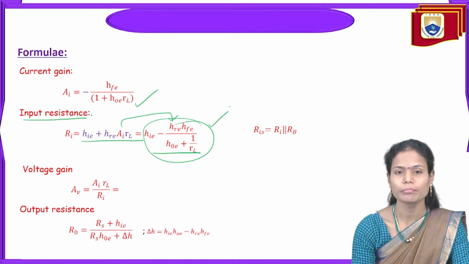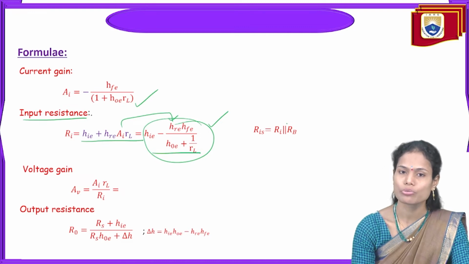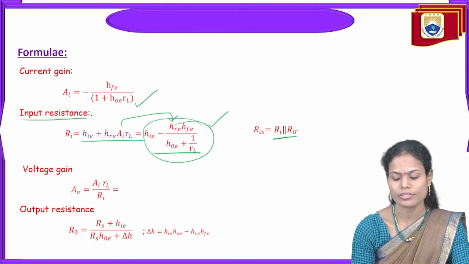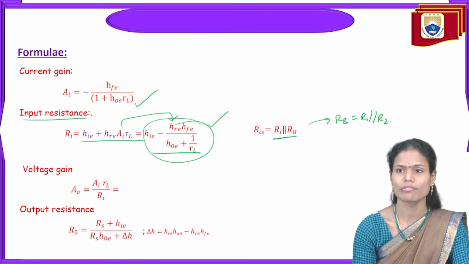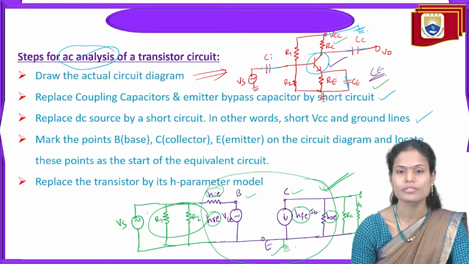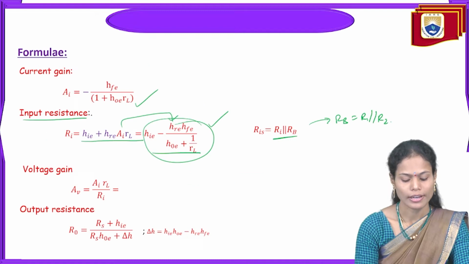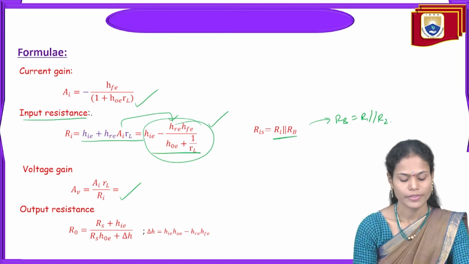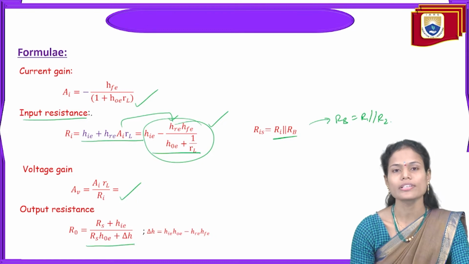So this is to find the input impedance of the transistor, and if you want to find the overall input impedance of the amplifier by considering the source resistance, in that case it is the parallel combination of input resistance with the RB resistance, and RB is nothing but a parallel combination of both the potential divider network, these two resistances. And next, to find the voltage gain, we are taking current gain into load resistance by input resistance. And to find the output resistance, we need to utilize this formula.